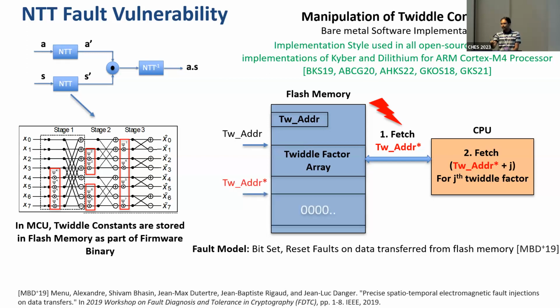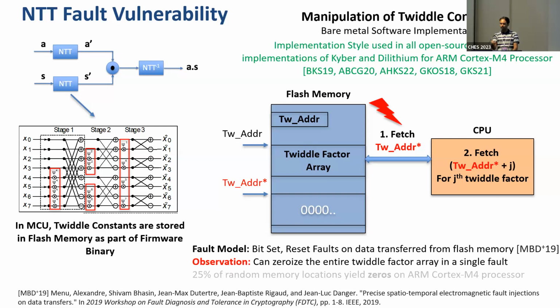So let's assume that the attacker is able to inject a fault in order to corrupt the base address to point to a different location, which potentially has a lot of zeros. In this way, with just a single fault, you ensure that the entire twiddle factor array is zeroized. So this is the implementation vulnerability that we want to target through fault attacks. Essentially, with a single fault, the attacker can zeroize the entire twiddle factor array.